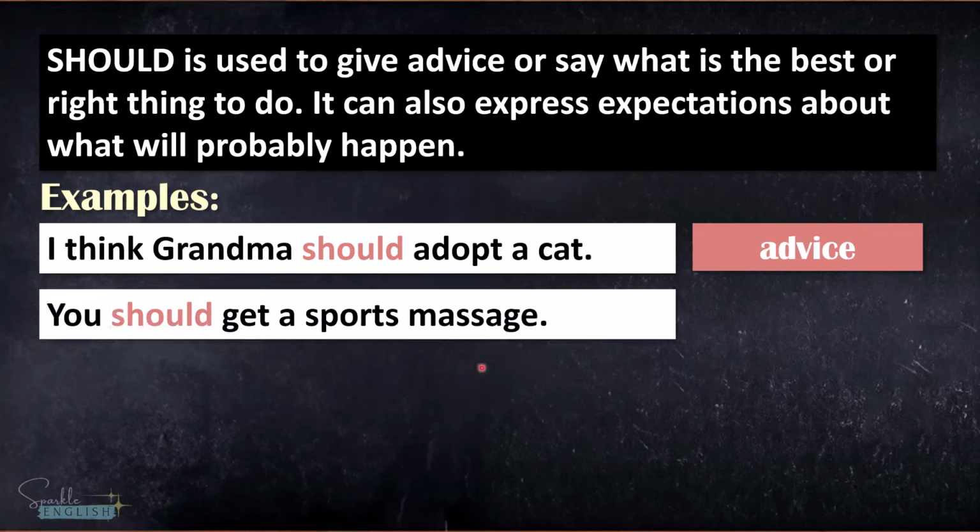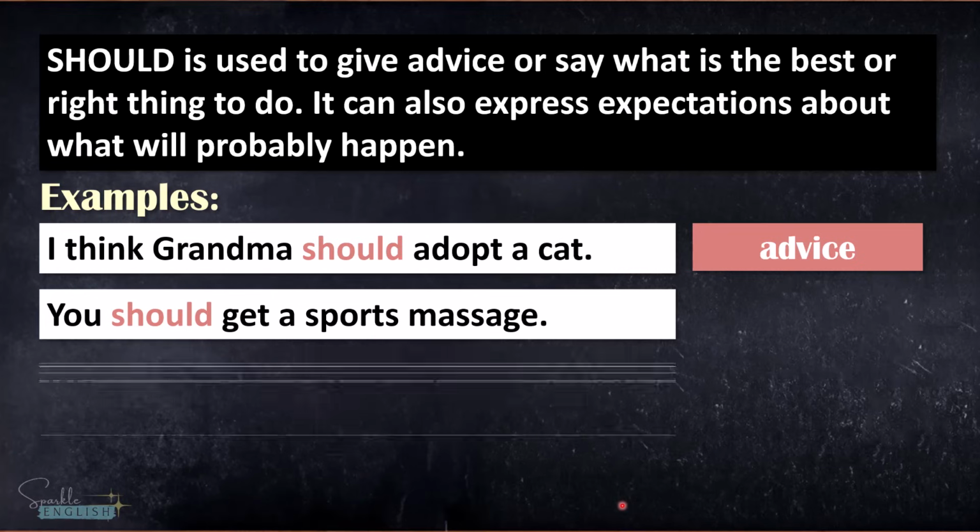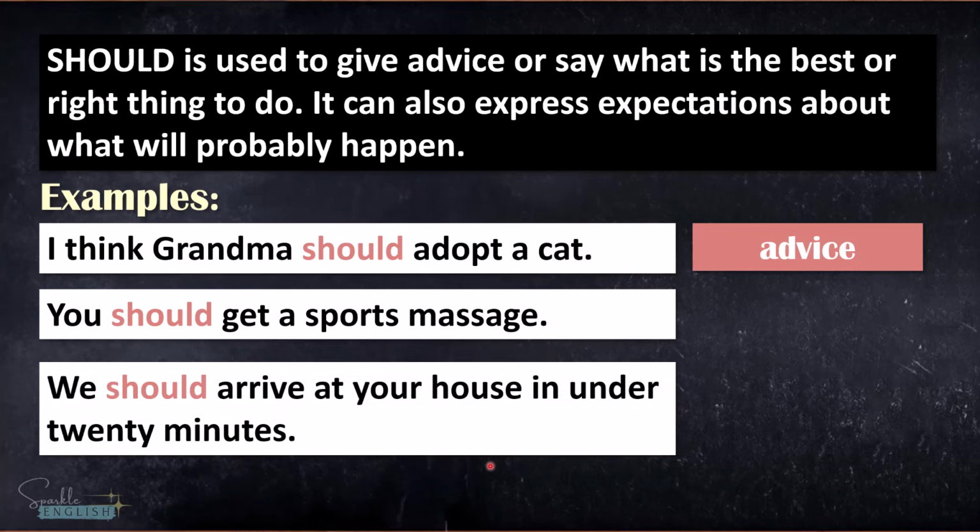Here's another example. You should get a sports massage. Again, this is advice or a suggestion. Here's another example. We should arrive at your house in under 20 minutes. In this example, should is being used to express an expectation about what will probably happen. I'm giving an estimation. We should arrive at your house in under 20 minutes. This is when I expect we will arrive.